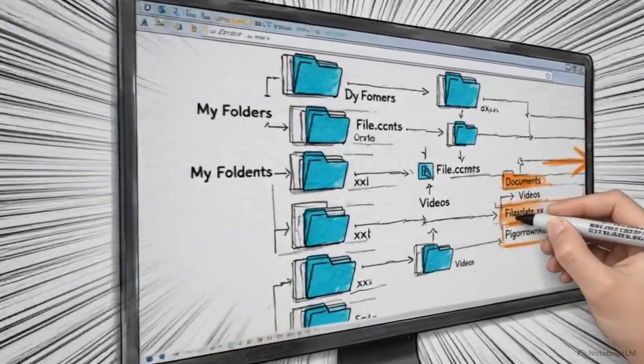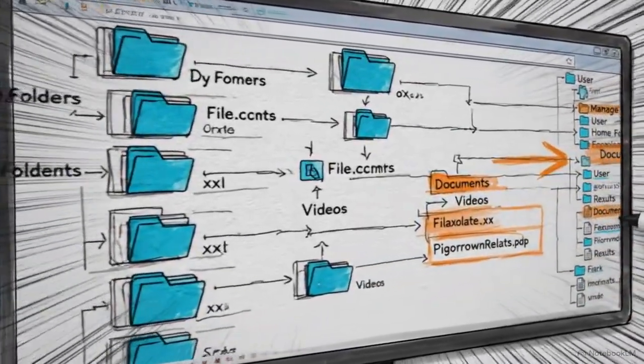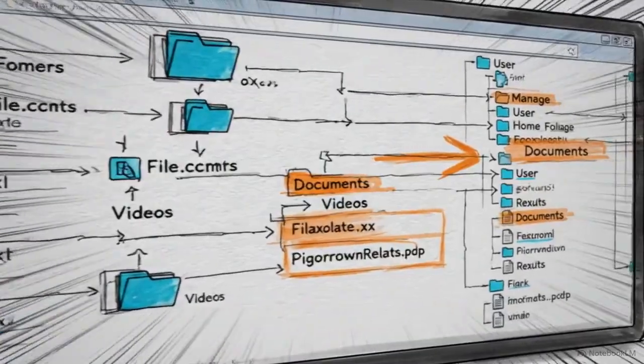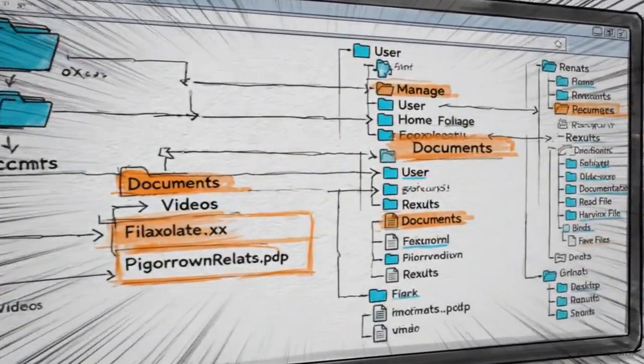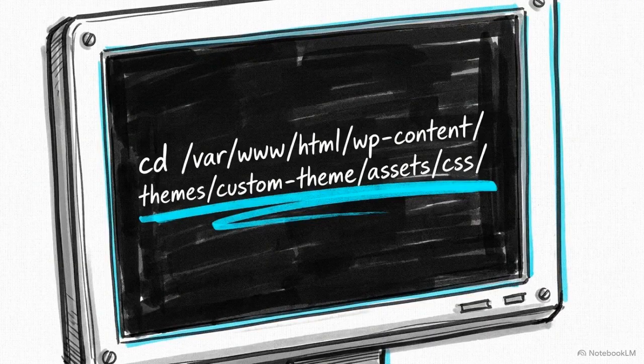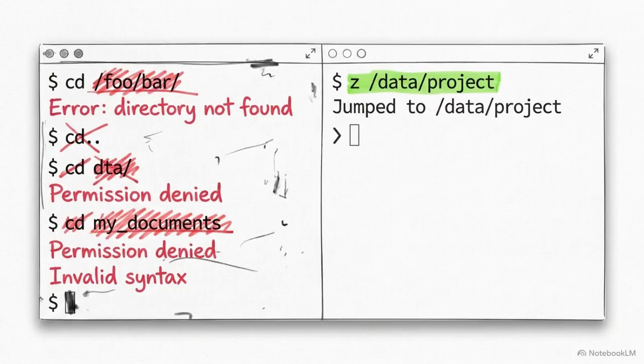Terminal navigation is notoriously rigid. If you want to move through a deeply nested project, you have to type out the full, exact path, literally layer by layer, folder by folder. Instead of wrestling with typos, you can skip the middle steps. By providing just a fragment of the destination name, you arrive instantly.